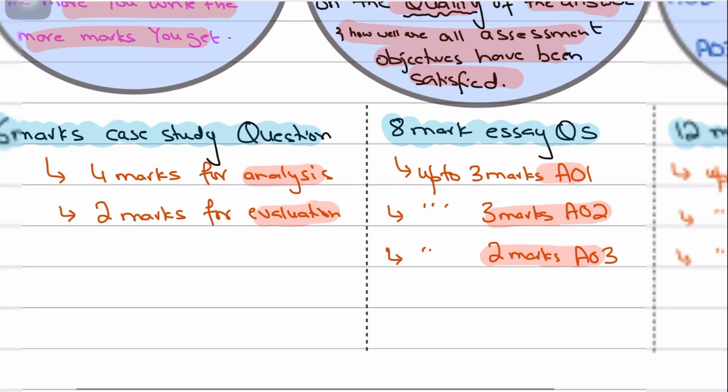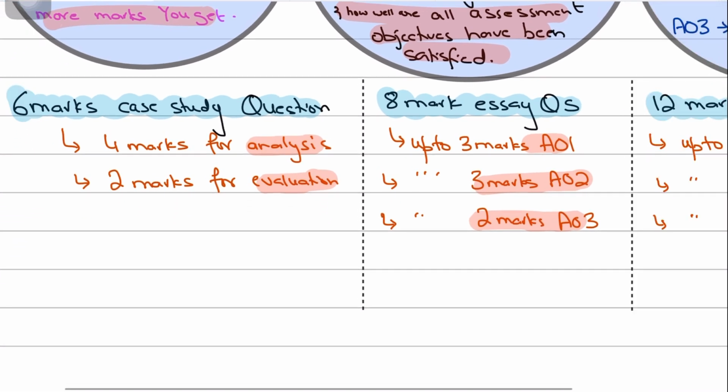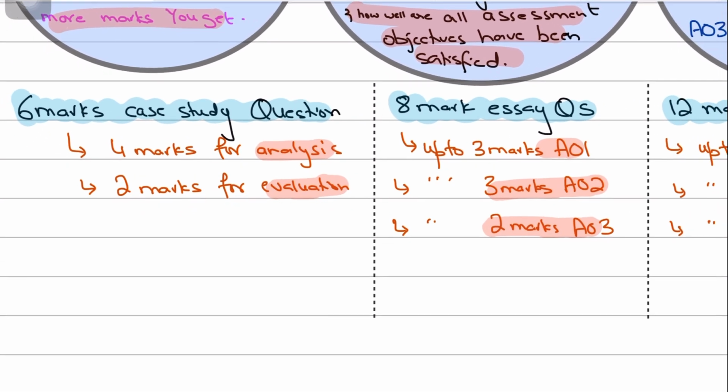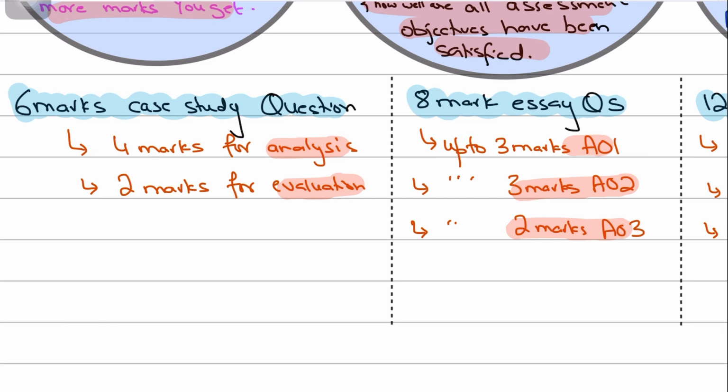Also, one more important thing: in 6-mark case study questions, there is no assessment objective on knowledge. They are not testing your knowledge and understanding. So even for a 6-mark question that asks you about the consequences of inflation, you don't need to define what inflation is, or provide background knowledge on what inflation is all about.